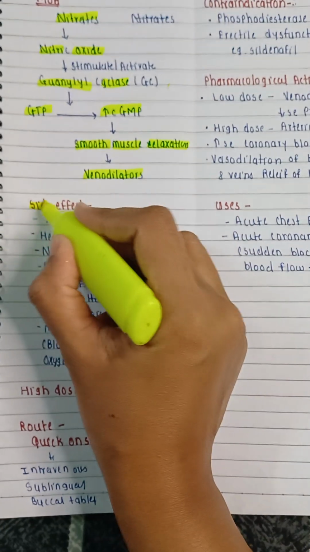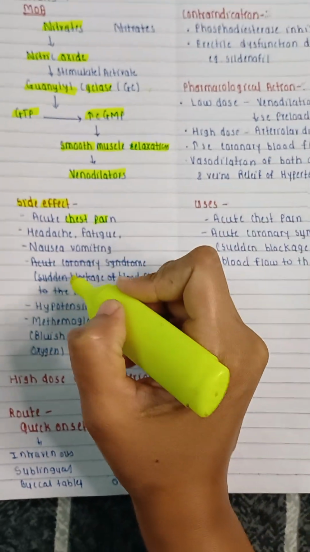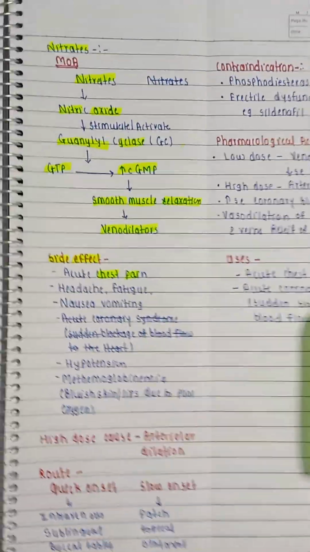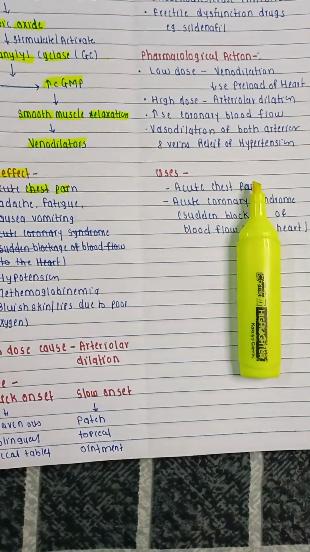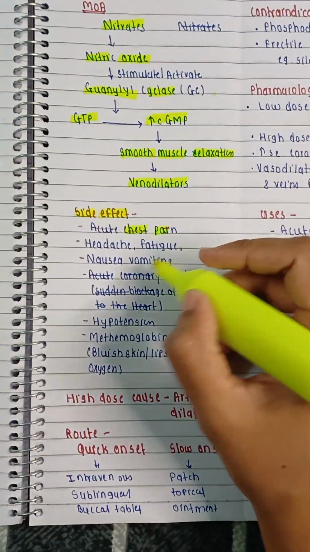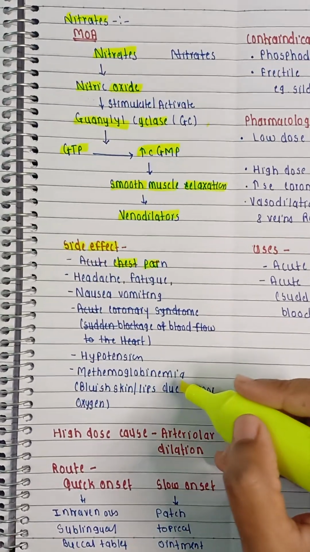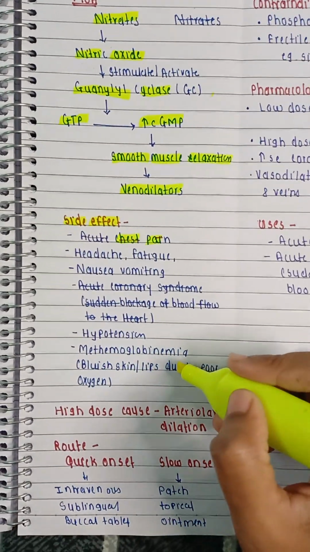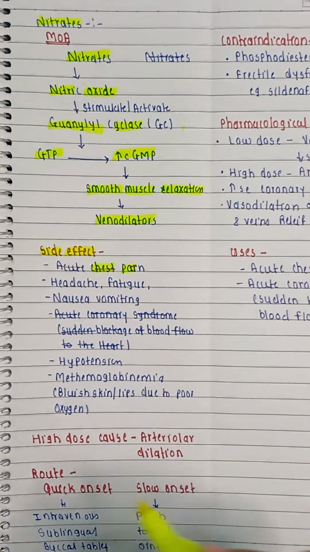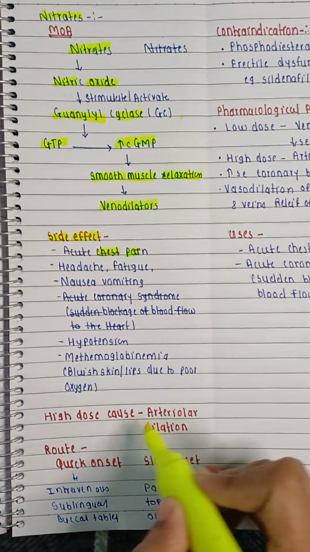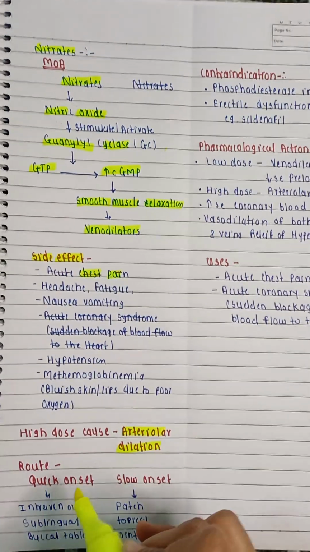Then the side effects for the nitrates: first is the headache, then fatigue, nausea, vomiting, hypotension, and next is methemoglobinemia. Methemoglobinemia means blue skin or lips due to poor oxygen. Then a high dose of nitrates causes arterial dilation.